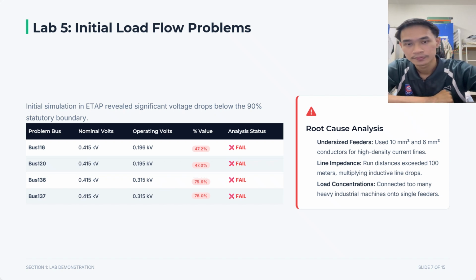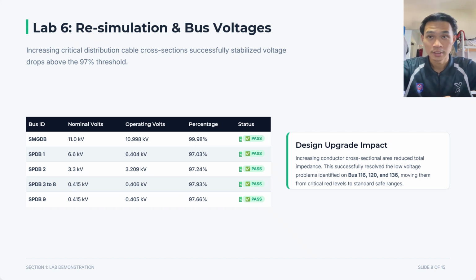Thank you. Next I will explain Lab 6. In Lab 6, we increased the cable size for all the problematic circuits and reran the load flow simulation. The final result shows all of the buses are above 97% voltage. The SMGDB bus operates at 99.98% voltage, and SPDB1 operates at 97.03%.